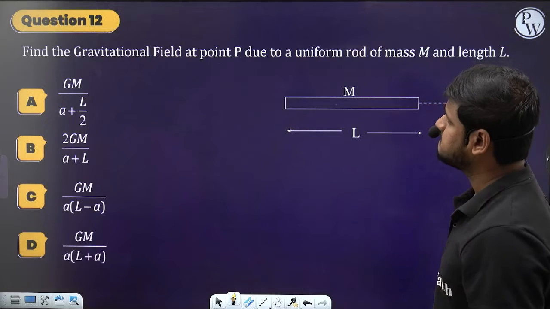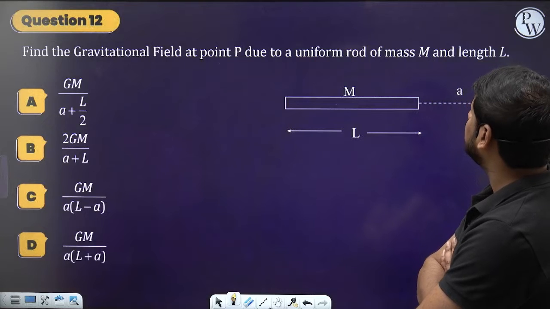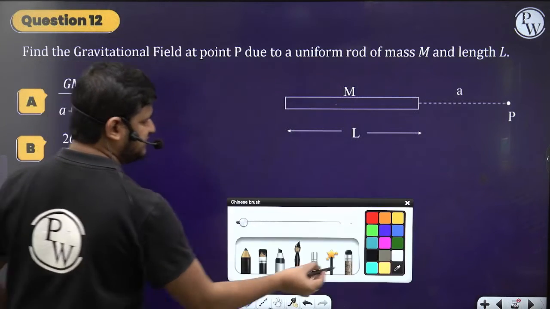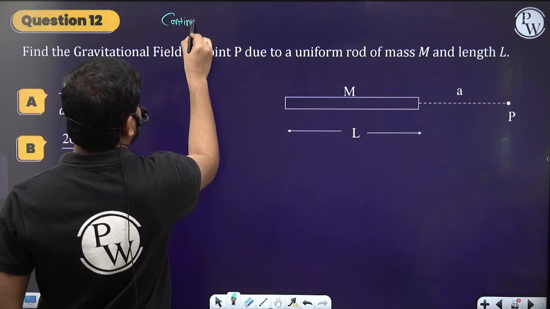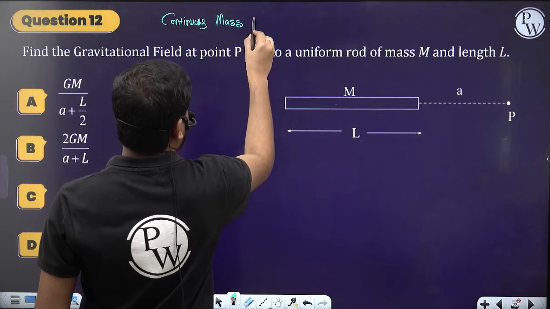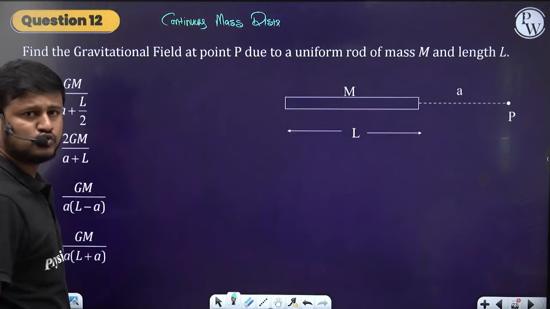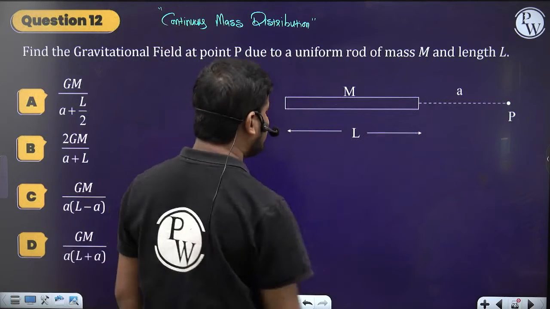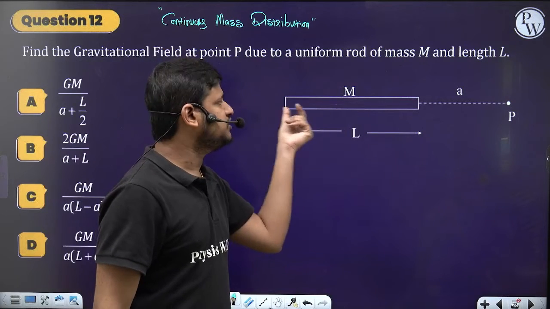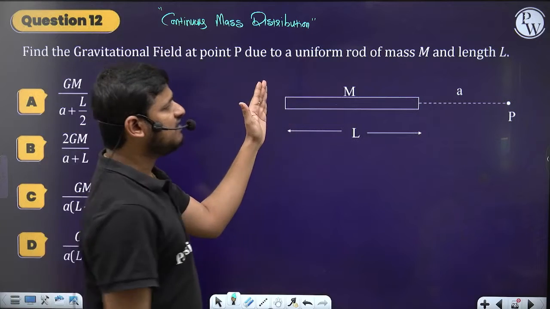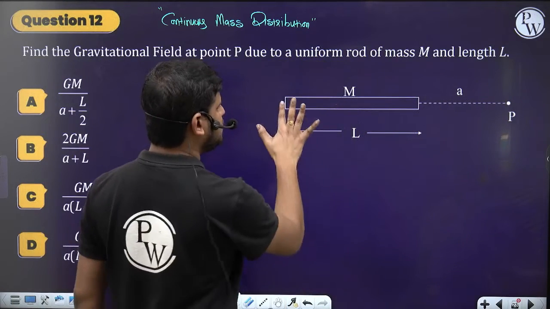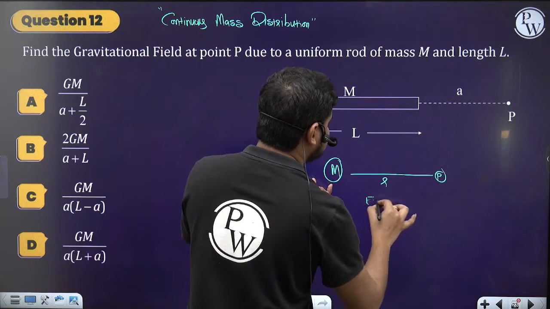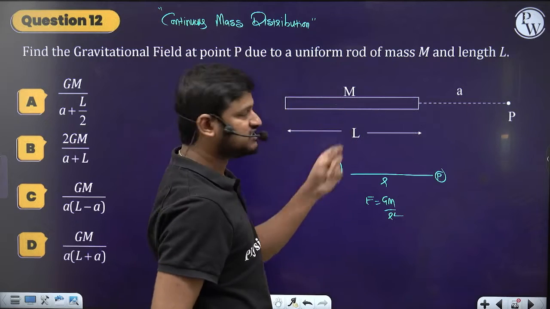So let's go for the gravitational field at P due to a uniform rod of mass m and length L. Simple concept again. Here we are talking about a continuous mass distribution. Till now we discussed the gravitational field or force due to point masses. Now if it is a uniform rod of length L and mass m, its mass is distributed all over the length L. We have to find at a distance P what is the gravitational field due to this whole rod. Previously we knew only due to a point mass, E is equal to GM by r square. But here it is a continuous mass distribution.